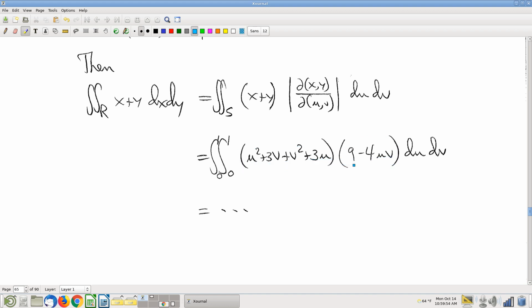The big win is in the domains. This monster domain has turned into the unit square. Constant bounds, zeros and ones, right? So what would have been a super ugly trio of iterated integrals is now one easy iterated integral instead. Everybody happy? Okay, here's another example.